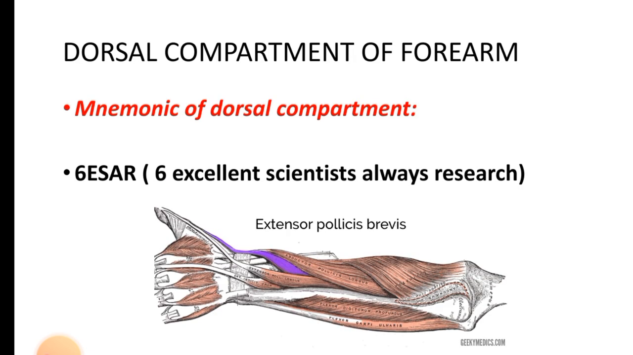Let's talk about the dorsal compartment of forearm. Mnemonic for dorsal compartment of forearm: 6 ESAR, 6 excellent scientists always research.